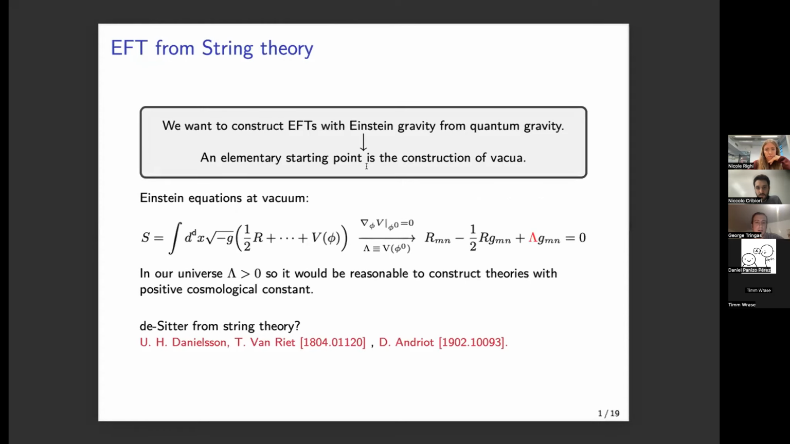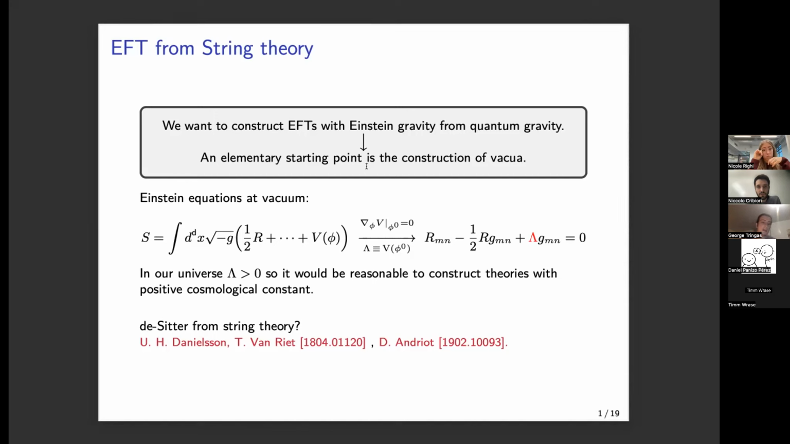In string phenomenology, one of the main goals is to find a solution from string theory that is able to describe the evolution of the universe and the standard model as well. A very essential starting point is the construction of vacua. In our context, what do we mean by vacua? We start from a theory with more than 4 dimensions. We perform the dimension reduction, we compactify it, and then we minimize the potential. The minimum of the potential is going to be analogous to the cosmological constant.